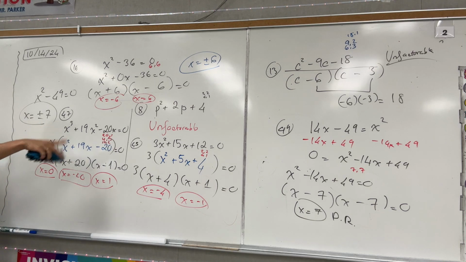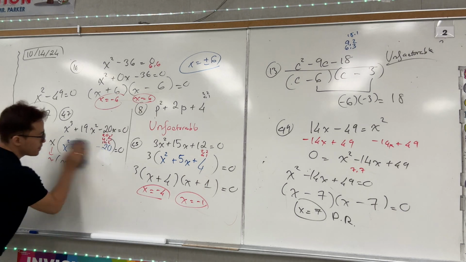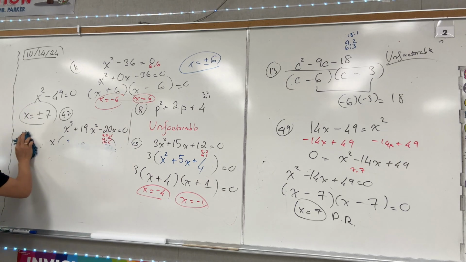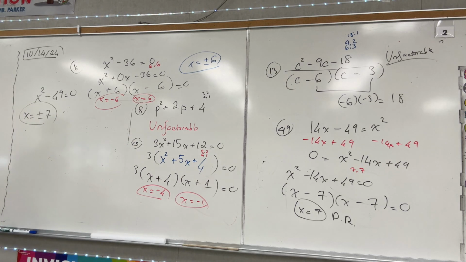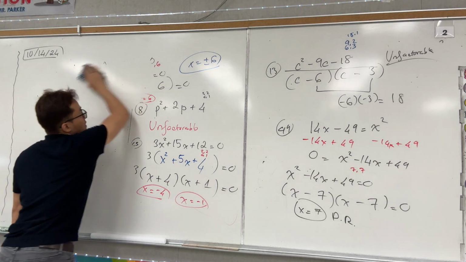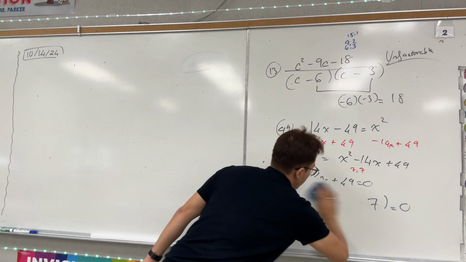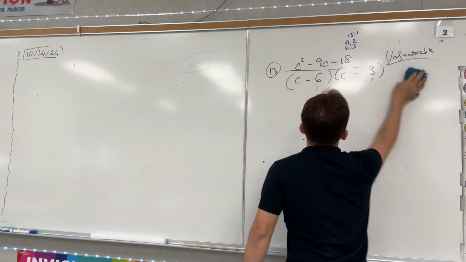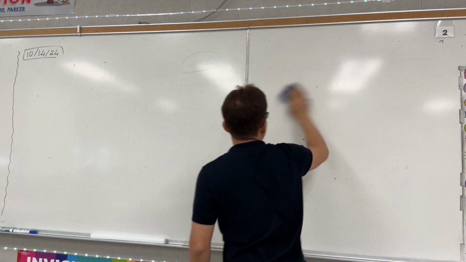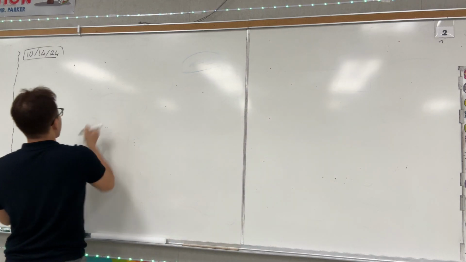Take a picture if you make any incorrect answer on your homework. Okay. The 49? It doesn't matter. It's just 7.